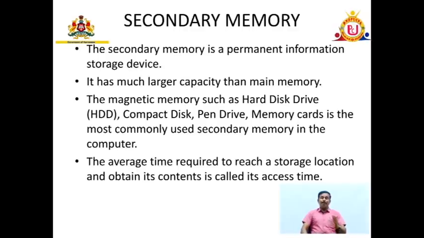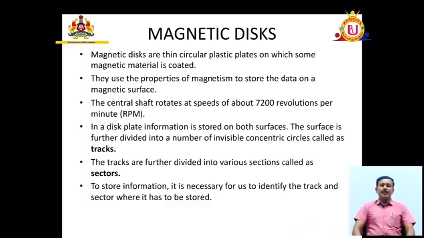Mainly, when it comes to magnetic media, the very important magnetic media devices are hard disk, floppy disk, magnetic tapes and so on. Magnetic disks are thin circular plastic plates on which some magnetic material is coated. On the surface of the disk, magnetic material is coated. Because of this magnetic nature, we can erase the content and restore the contents.